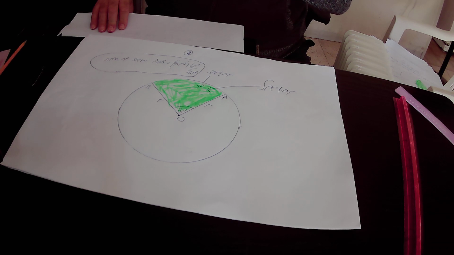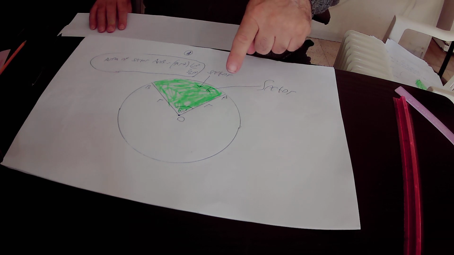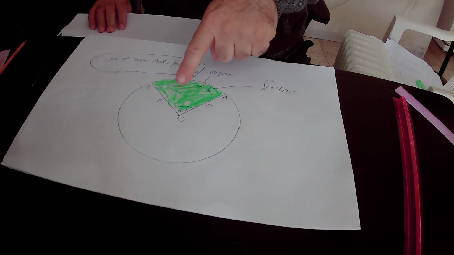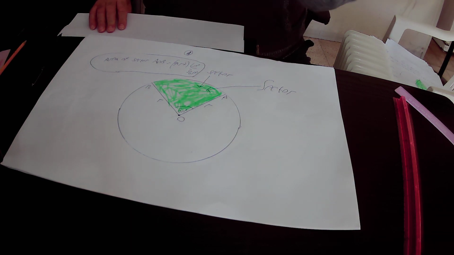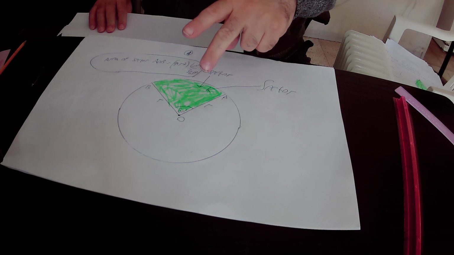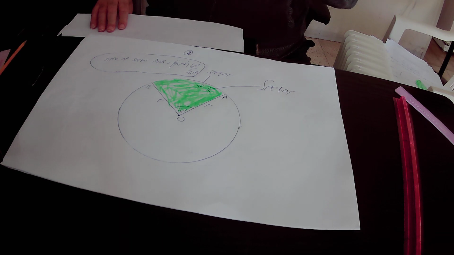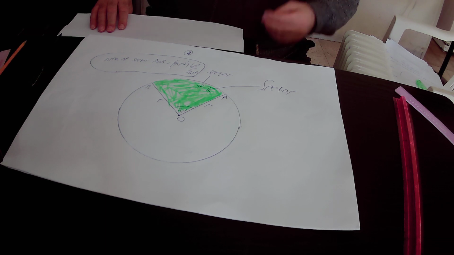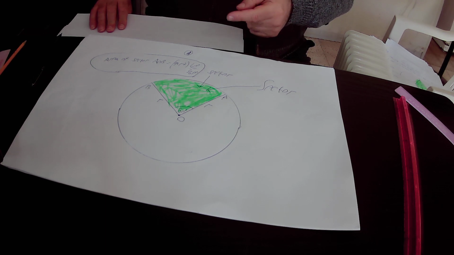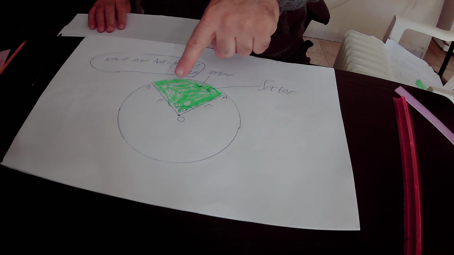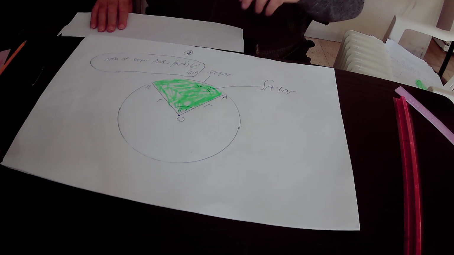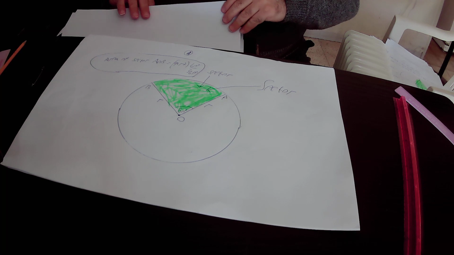So the area of a sector equals pi r squared, where r is the radius of the circle, times the angle between the radiuses over 360 degrees. In this specific case, the angle between the two radiuses is 60 degrees, but the angle could be any other angle. So the area of a sector equals pi r squared times the angle between the two radiuses over 360 degrees.